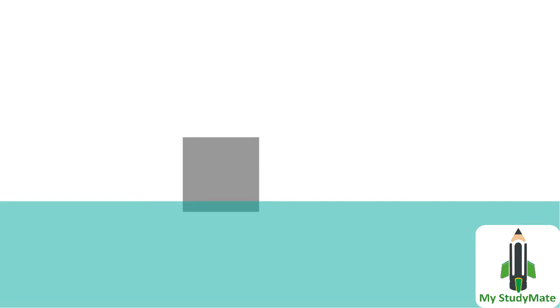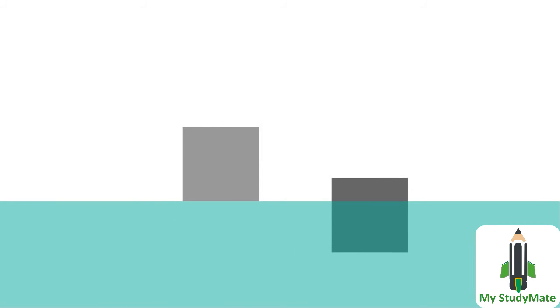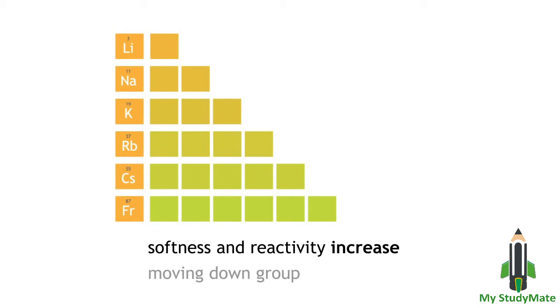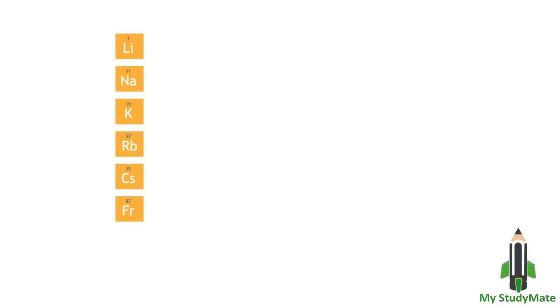This is in contrast to the alkaline earth metals, or the Group 2 metals, which sink when they react with water. So moving down the group, alkali metals become increasingly soft and react with increasing vigor with water. We can predict that rubidium and cesium will be much softer and much more reactive. Francium is radioactive and is very rare in nature.